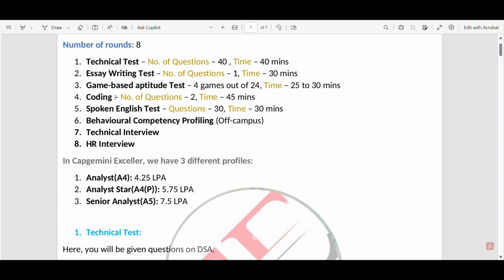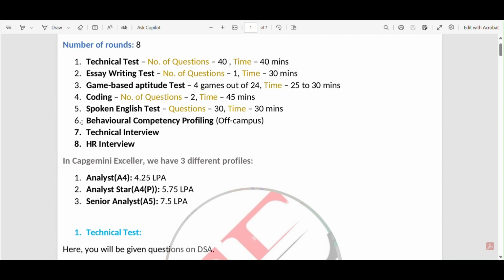And when you complete this coding round, then next the round is spoken English test. That means communication test. We'll be having 30 questions in 30 minutes. You are not solving here, you just need to repeat the word, or there will be some grammatical mistakes, or some sentence you'll hear and you need to repeat.